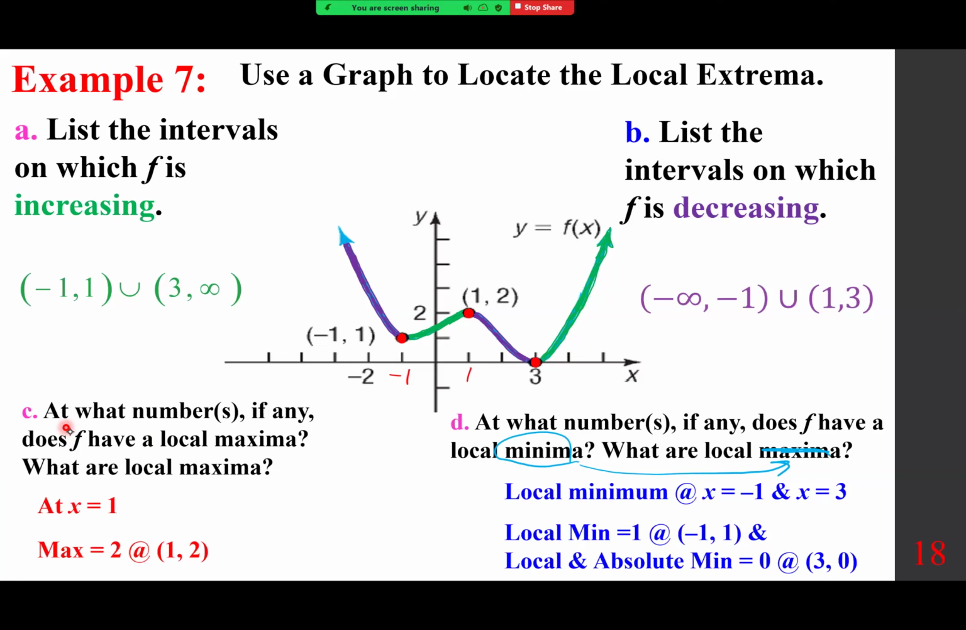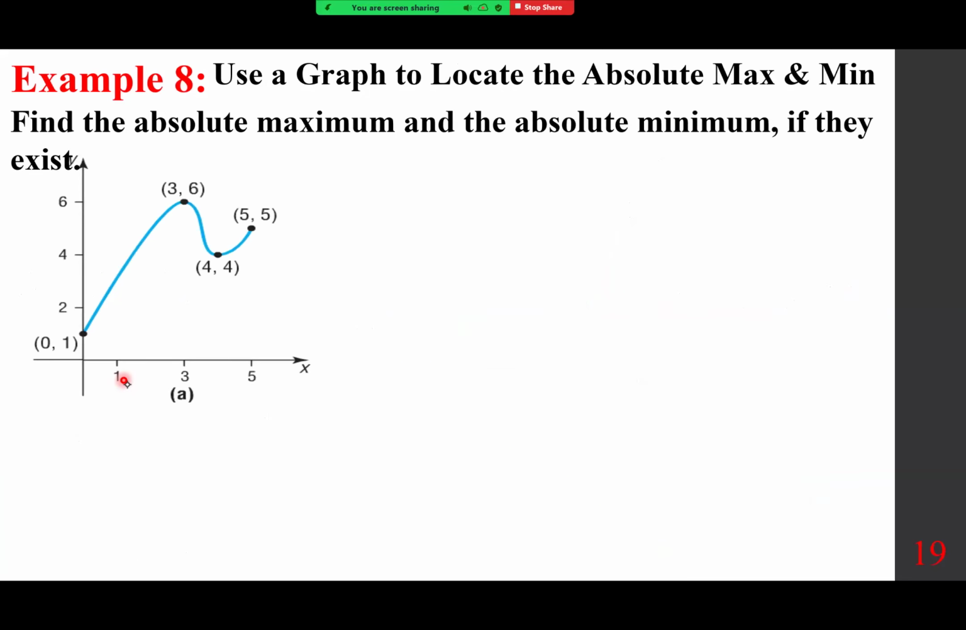So again, I want to make sure we understand the value of a local extremum or absolute extremum is the value of its y coordinate. Okay, everybody? The value of the y coordinate. All right, let's look at this case. Find the absolute maximum and the absolute minimum if they exist.